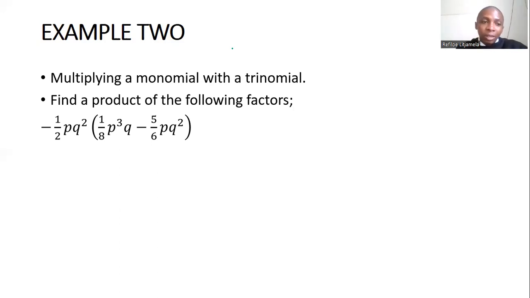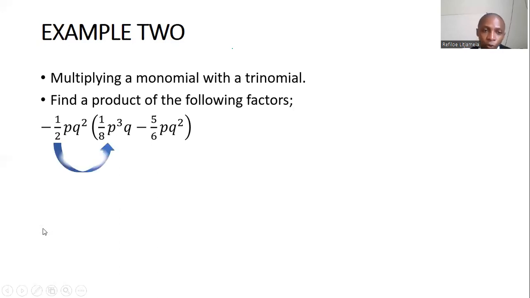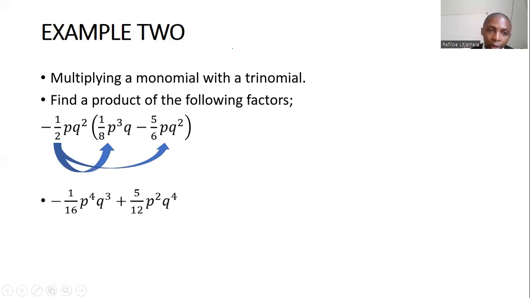So I will simply take the negative half and multiply it by 1 over 8. So negative 1 times 1 will give me negative 1. So in my product the numerator will be 1, and the denominator will be 16. 16 is simply 2 times 8. Then let's multiply the p's. When you multiply the p's, you have p to the exponent of 1 times p cubed. That will give you p to the exponent of 4. And then you multiply the q's. q squared times q to the exponent of 1 will simply give you q to the exponent of 3. Okay, so this is what we have.